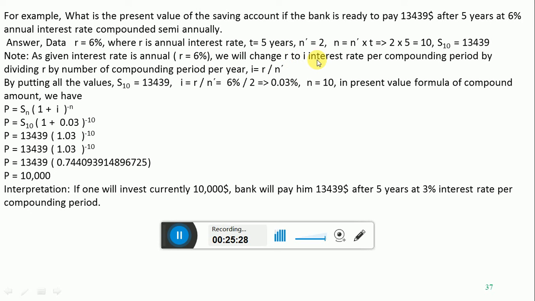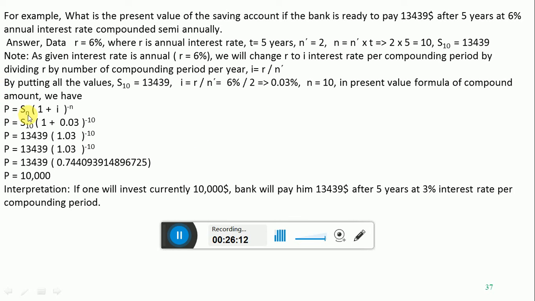Note, the given interest rate is the annual interest rate, 6%. We will change R to i, the interest rate per compounding period, by dividing R by the number of compounding periods per year, as I told you in the previous lecture also. i is equal to R divided by n prime. We can change the annual interest rate to the interest rate per compounding period by dividing the annual interest rate by the number of compounding periods per year. By putting all the values: S10 is $13,439, interest rate i per compounding period 6 divided by 2 is 3%, total number of compounding periods in 5 years is 10, and the present value formula of the compound amount we have.